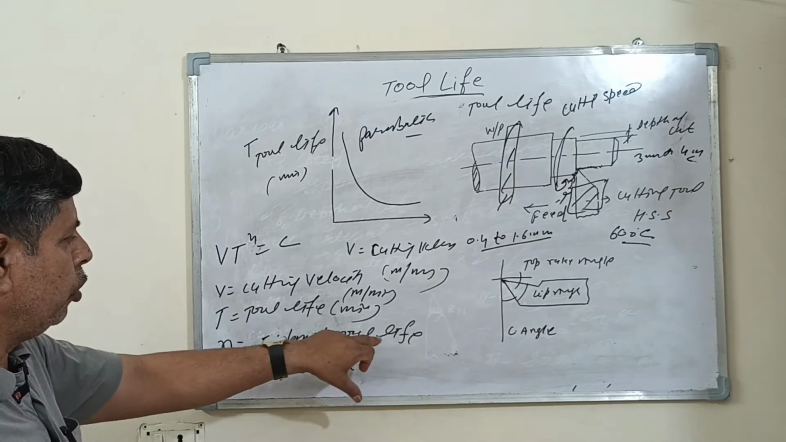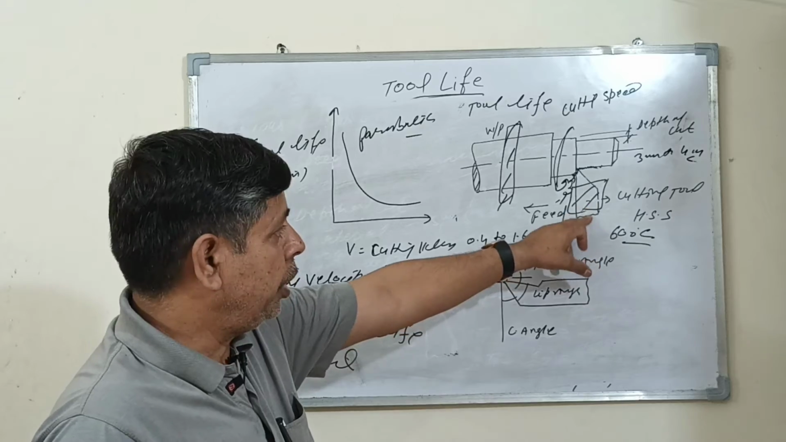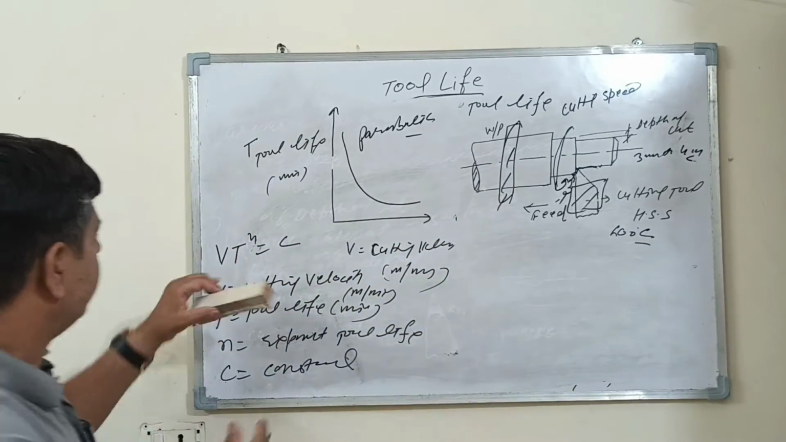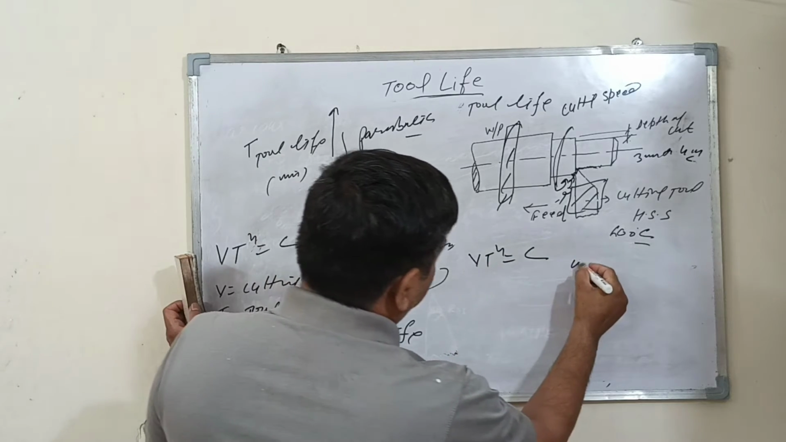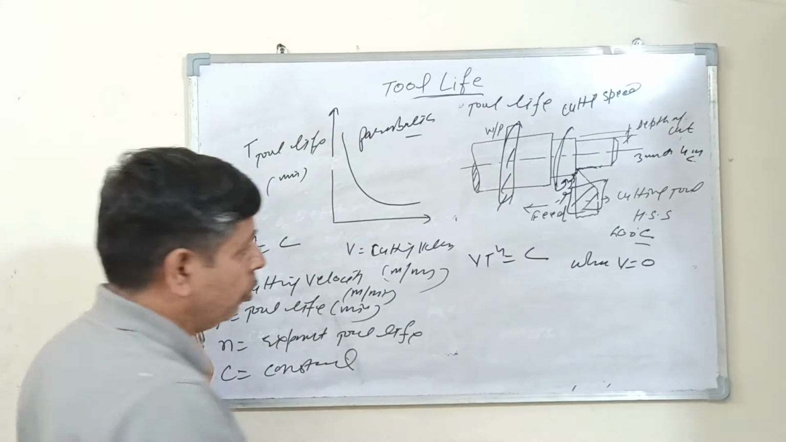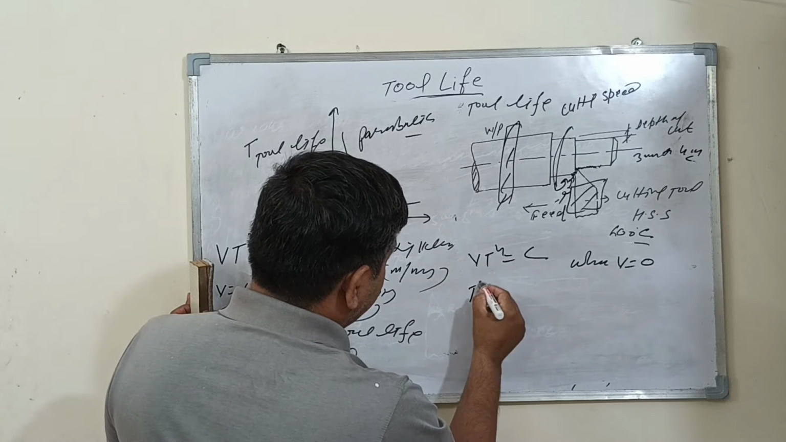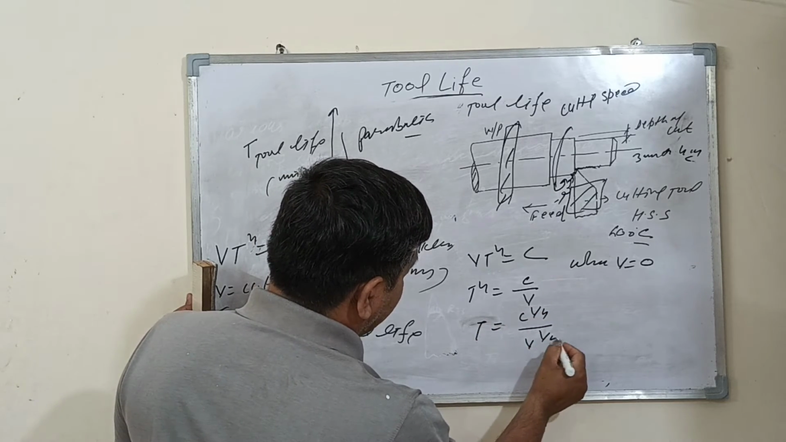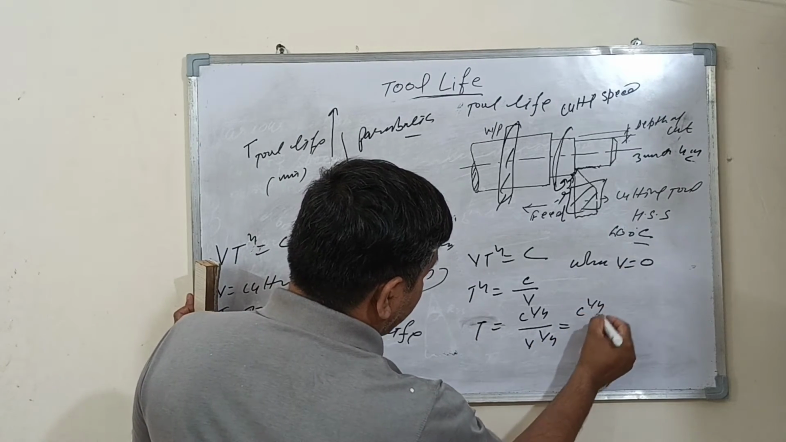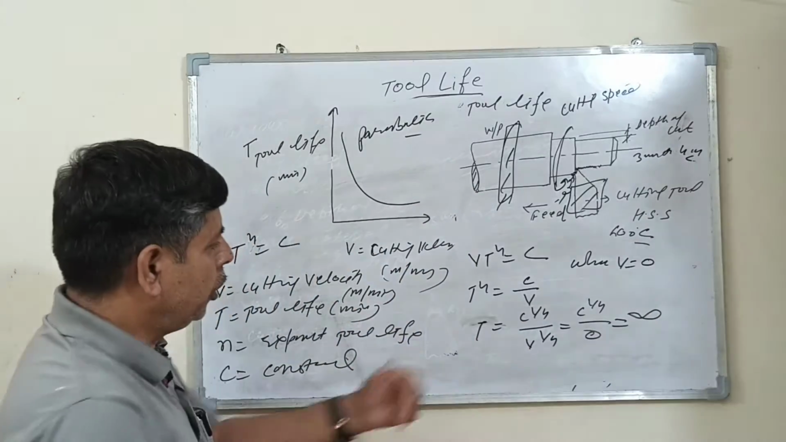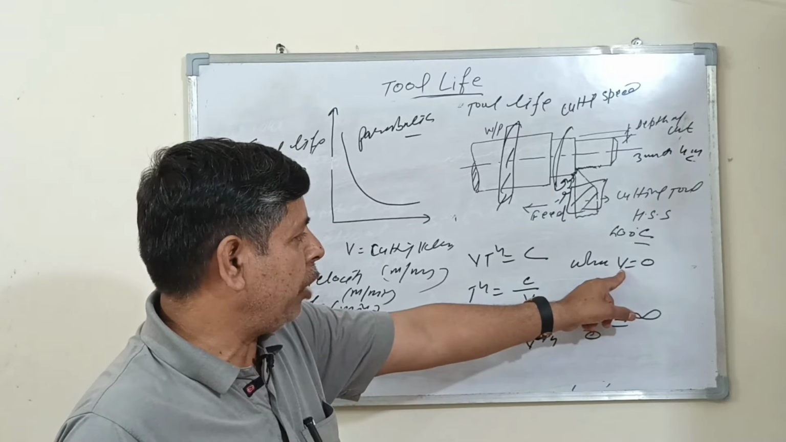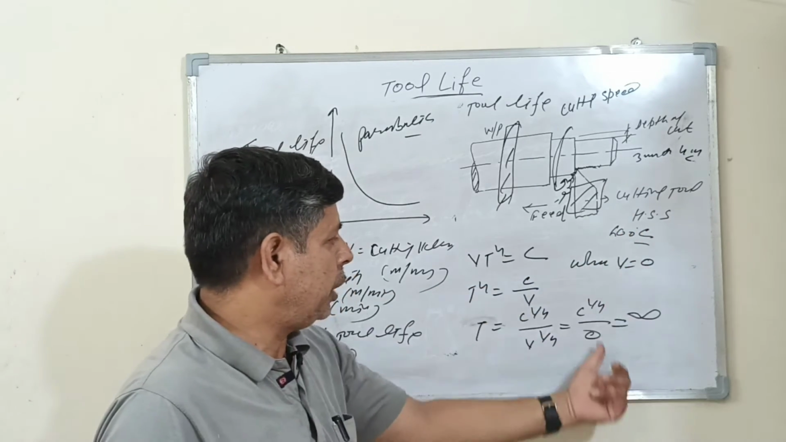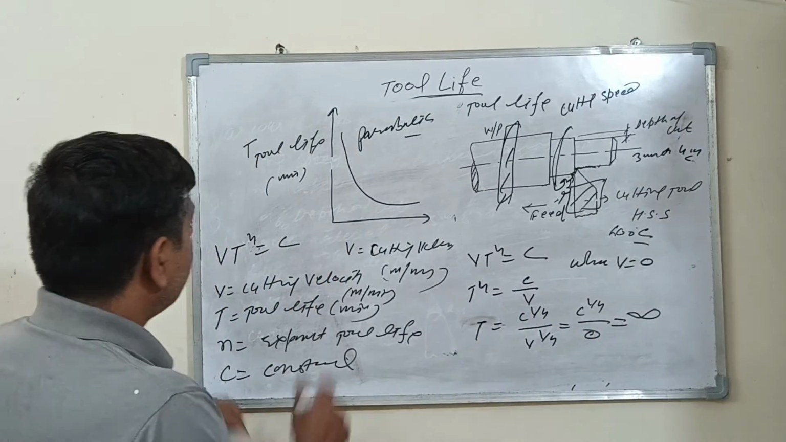The value of n, the exponent of tool life, generally depends upon the nature of the cutting tool. According to VT^n = C, when you put the value of velocity as 0, T^n = C/V, so T = C^(1/n) / V^(1/n). Putting the value of V as 0, the tool life will be infinity. So it is proved that when the velocity is 0, the tool life will be infinity.